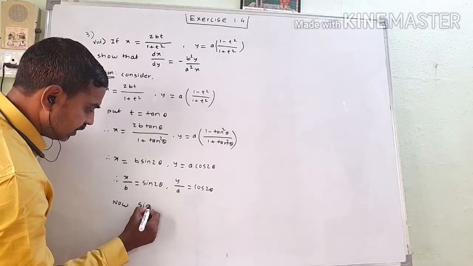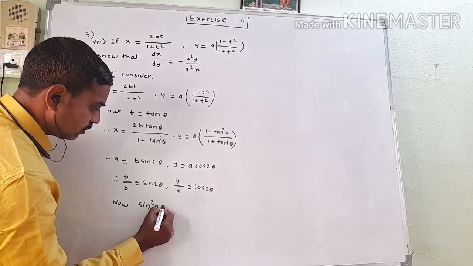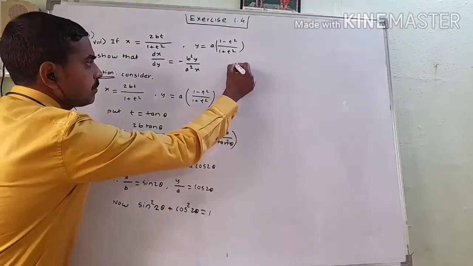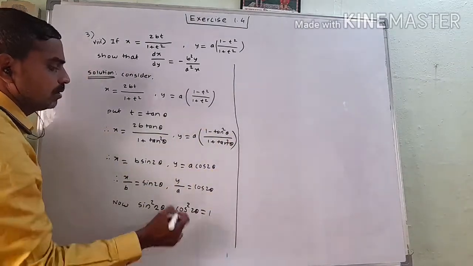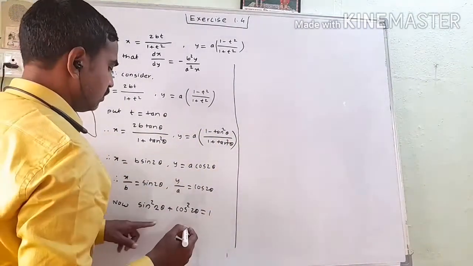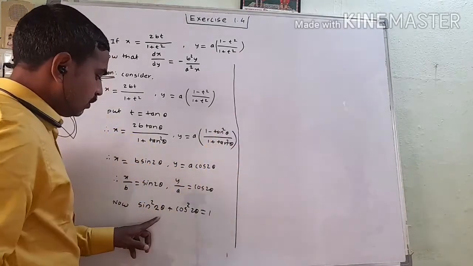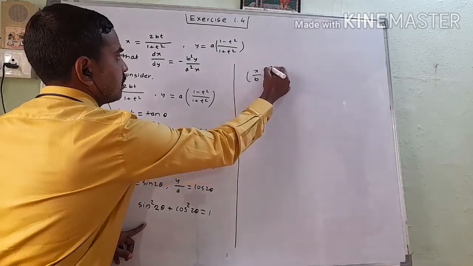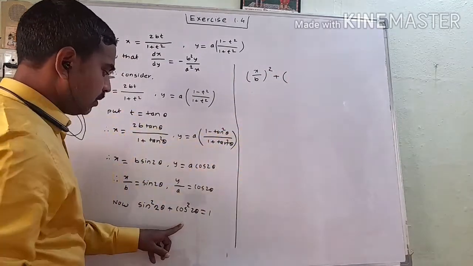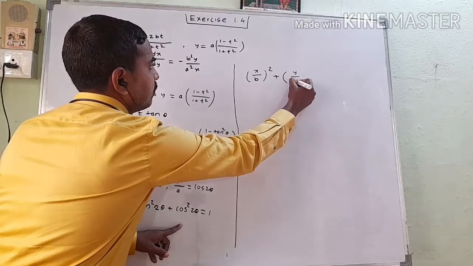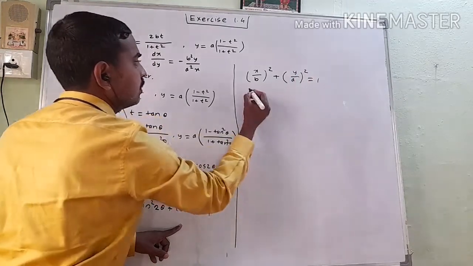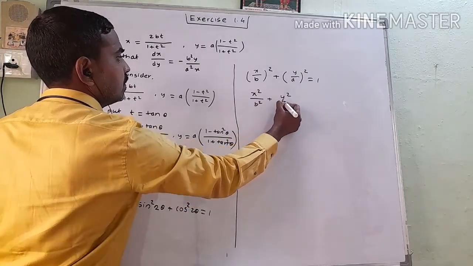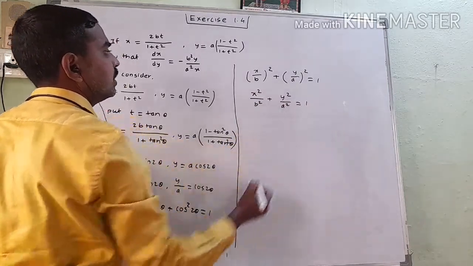Now what is the relation between sine and cosine? We know that sin square 2 theta plus cos square 2 theta equal to 1. We will use these values in this relation. The value of sin 2 theta is x by b, bracket square, plus the value of cos 2 theta, y by a, bracket square, equal to 1. And here we get x square divided by b square plus y square divided by a square equal to 1.